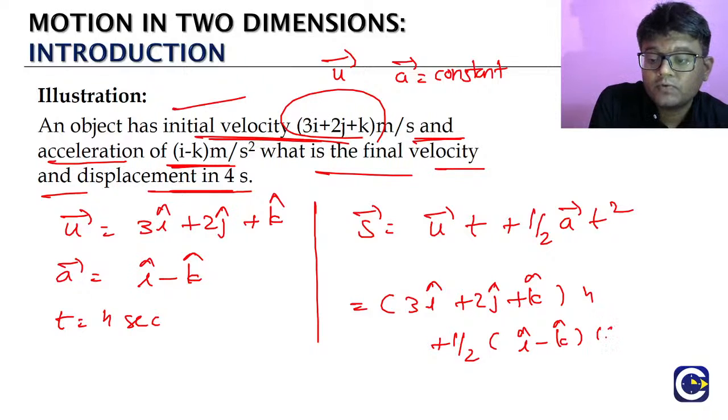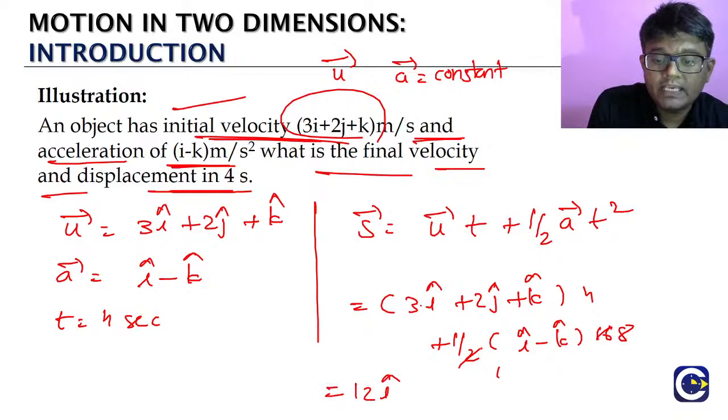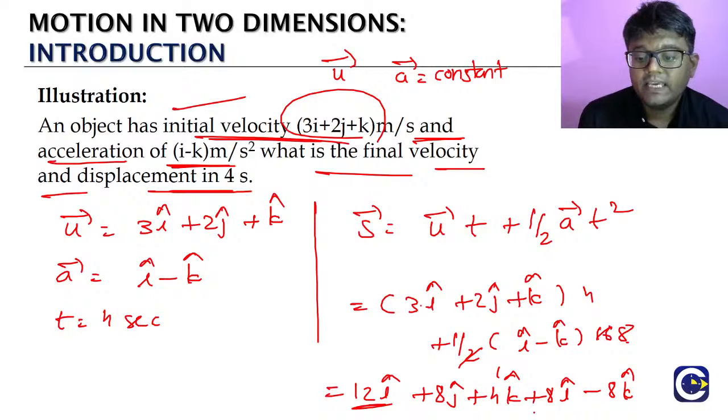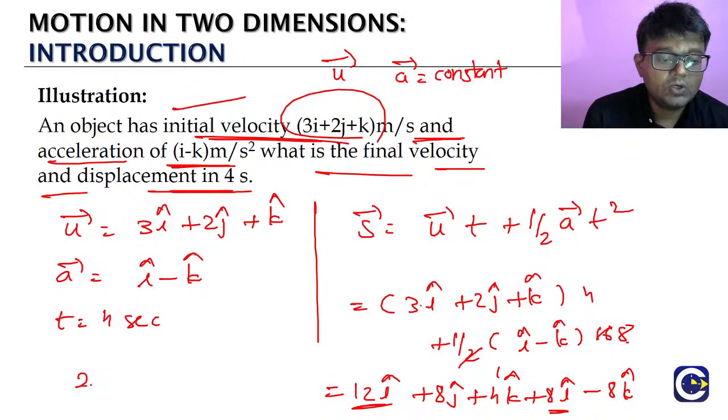4 square. 4 square is what? 16. So 2 ones are 2 8s. So look at this. 3 4s are what? 12i plus 8j plus 4k. Okay. Here what is it? 8i minus 8k.